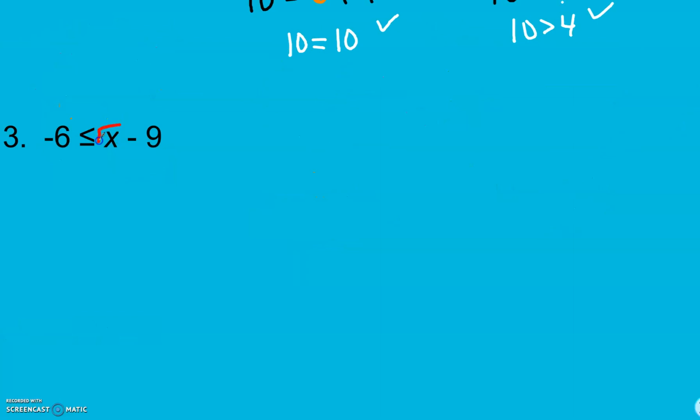On 3 here, my x is being subtracted by 9. I can get rid of subtraction by adding, and if I change one side, I have to change both in order to keep these as equivalent inequalities. Negative 6 plus 9, subtract, give the sign of the bigger number. Negative 9 plus 9 is 0. I didn't change my inequality, and I didn't change my variable. Now we're going to graph it.